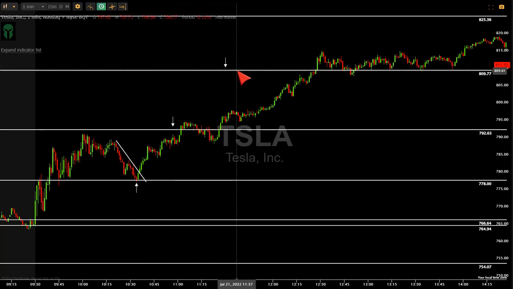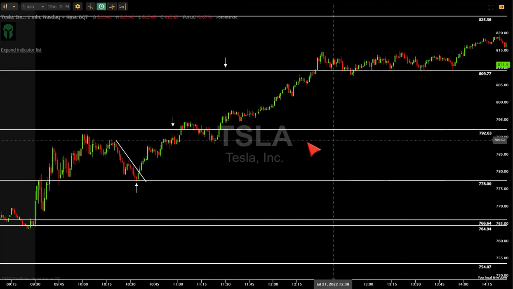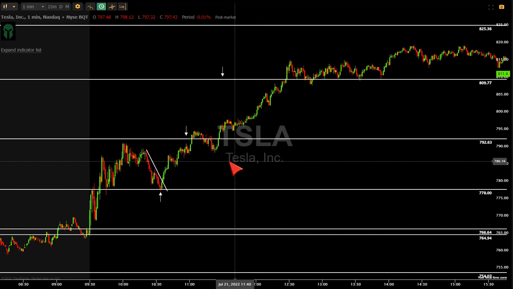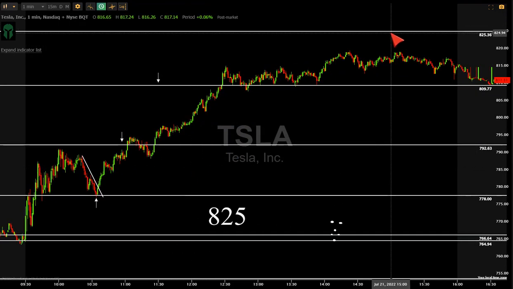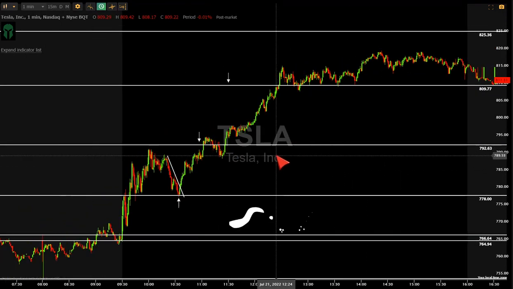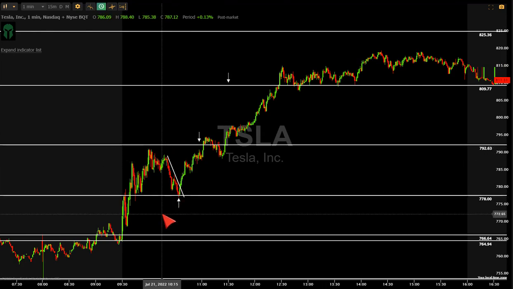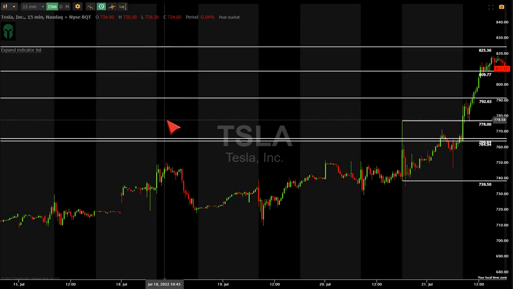We'll go through where these levels are from. You can see how that 809.77 level was a clear bonk level all day. But you can see how you worked your way up until you got to that 825 and went from there. What you want to do with these levels, I'm overlaying a 1 minute chart. Now here, take a look. This is a 15-minute chart.